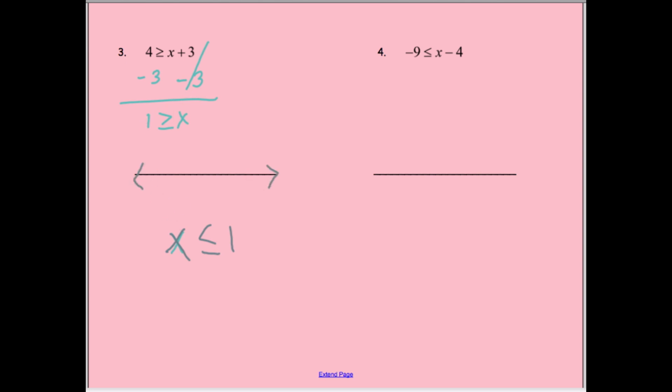So on our number line, we need to put 1. We need to show all of the values that are less than or equal to 1. So we're going to have an inclusive dot and shade all of the information towards the left.